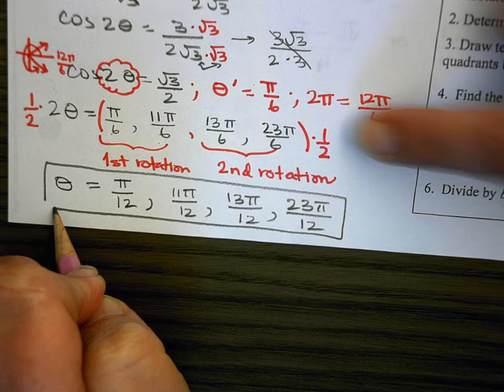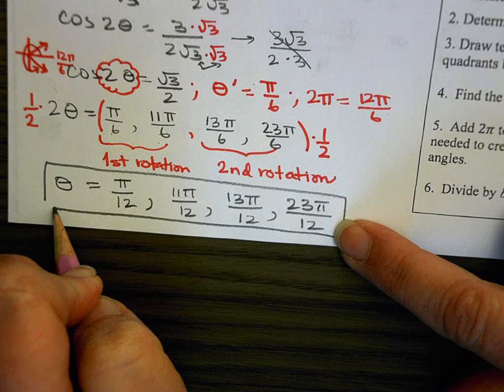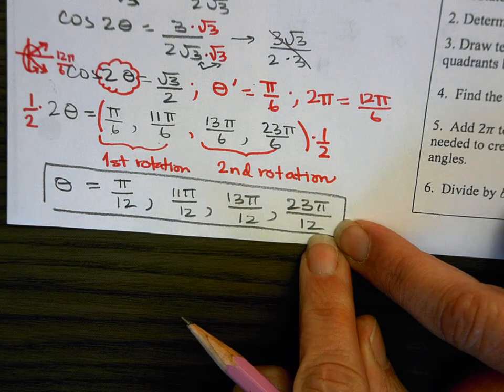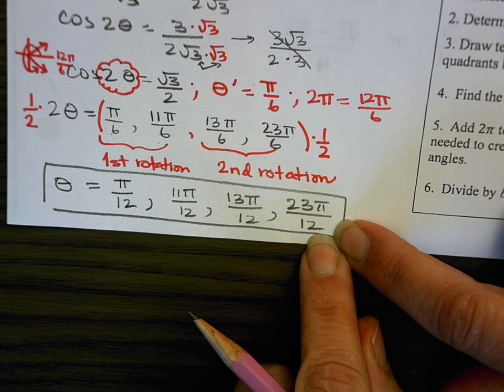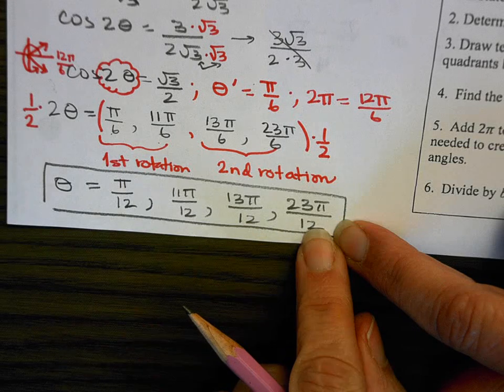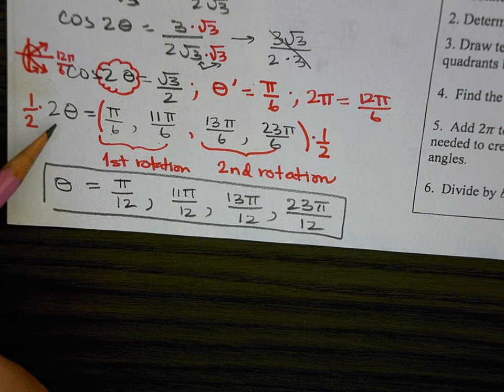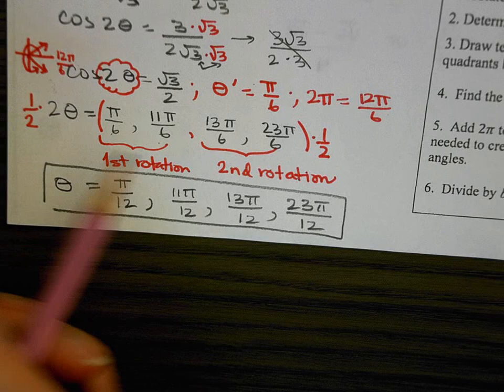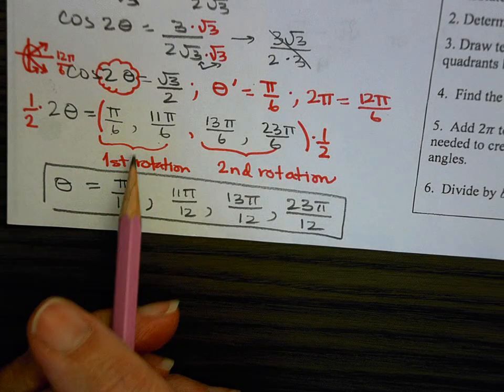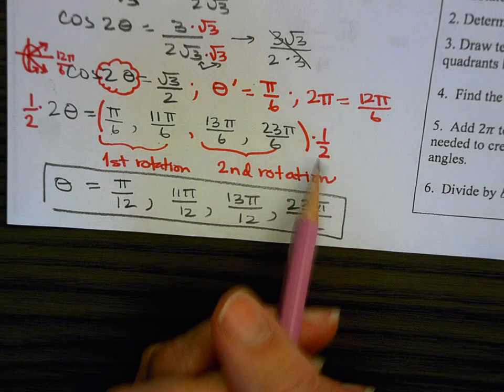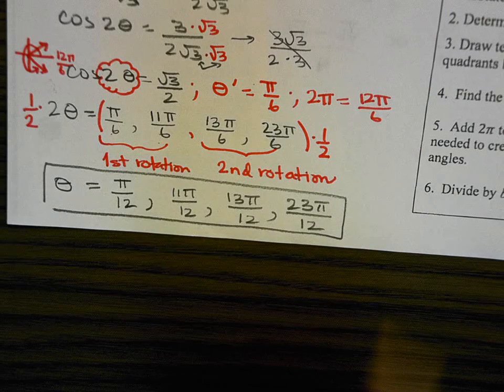And if I look, every single one of these is under 2 pi, right? So 24 pi over 12 would be 2 pi. So these would be my 4 answers. Okay, 4 answers. So what if this had been a 3 theta? So if it had been a 3 theta, I should have 3 pairs, a first rotation, a second rotation, a third rotation. Okay, and that would be that.